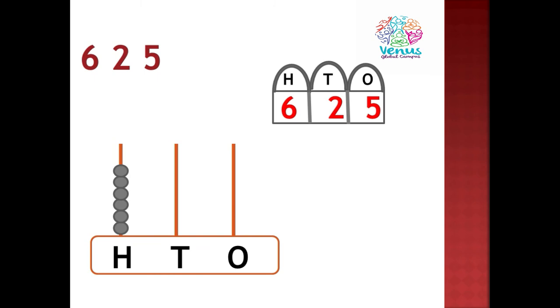And the number in the tens place is 2. So we have to draw 2 beads in the tens place. Then the number in the ones place is 5. So we have to draw 5 beads in the ones place. Like this only we have to represent the numbers on the abacus.